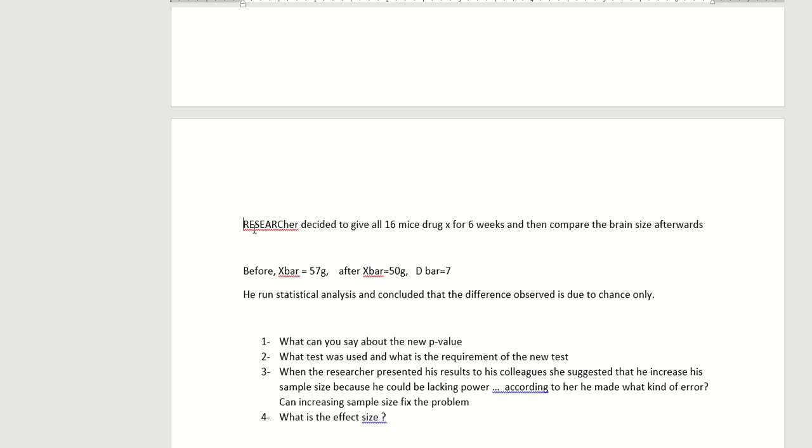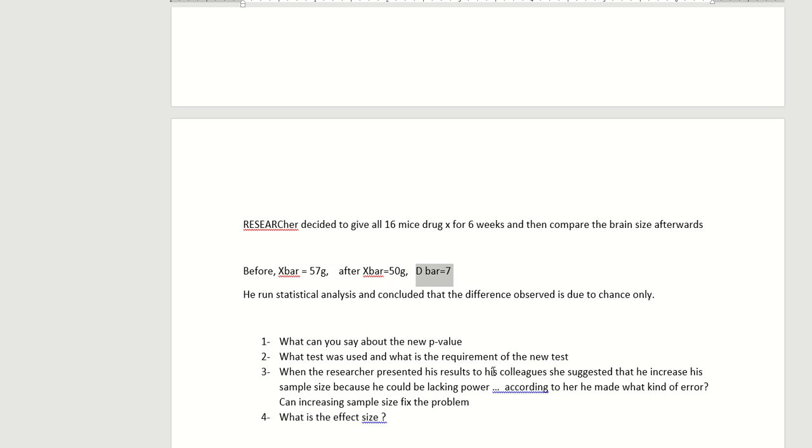Okay, so it says that the researcher decided to give all 16 mice drug X for 16 weeks and then compare the brain size afterwards. So now he's not actually giving them placebo versus drug, he's giving everybody the drug. And he's looking at the brain size before and the brain size after, and you're provided with the average before, the average after, and the standard deviation of the difference.